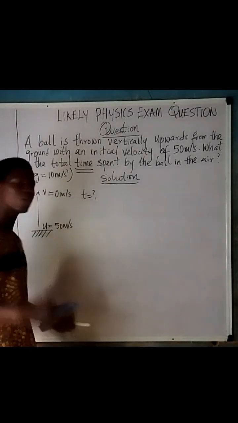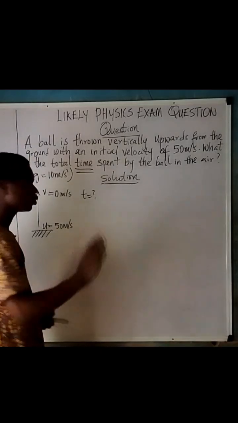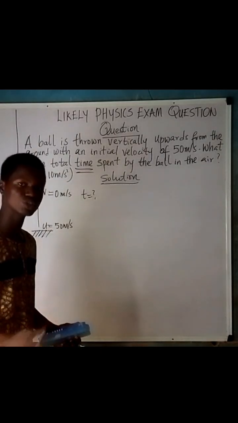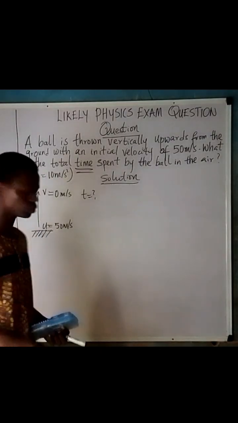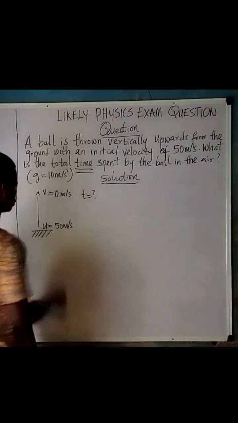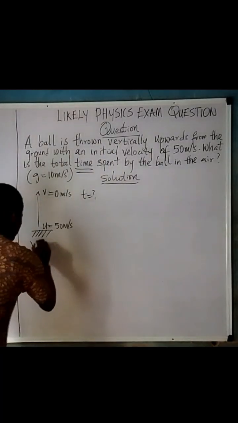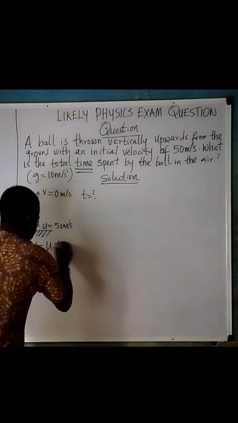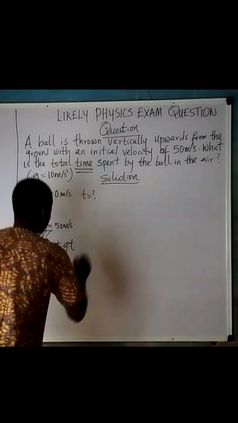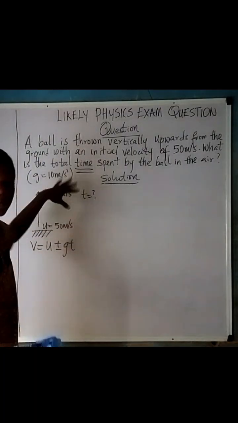Now let's see what we can do. We know from the laws of motion that we have equations of motion. There are different equations for uniformly accelerated motion. If you check, the one that has v, u, g and t at the same time is v equals u plus or minus gt. And this is the one we'll be making use of because it is all encompassing.